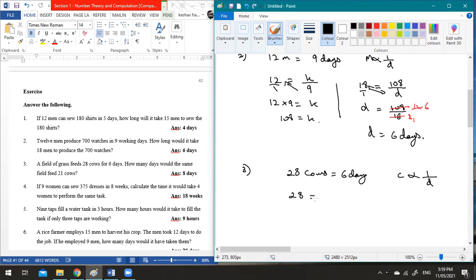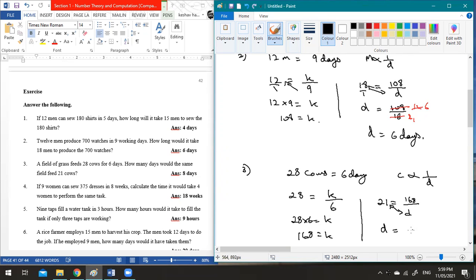So 28 is equal to k, the scale factor, divided by 6. So 28 multiplied by 6 will give you the scale factor. 8 sixes are 48, 2 sixes are 12, and 4, 16. So the scale factor is 168. So 21 cows would take the scale factor 168 over the number of days.